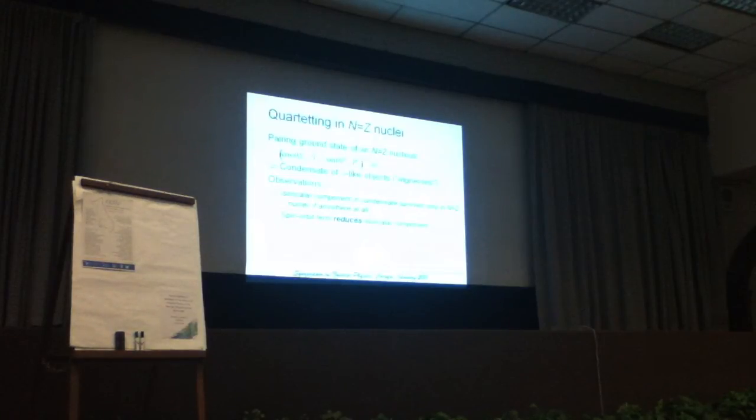And so this is like a quartet structure. This is like a condensate of alpha-like objects, right? And this was shown by Dalton to be a reasonable approximation for all values of these two strengths, G0 and G1. This is a reasonable approximation of your true ground state.